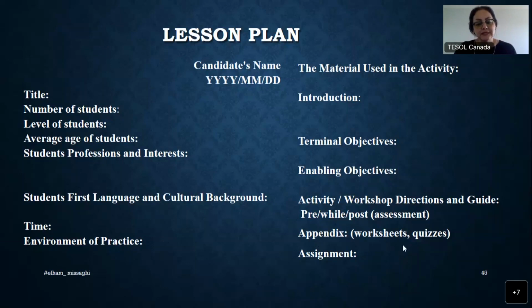In appendix, you need to attach worksheets, quizzes, audios, a link of the video, posters, pictures, everything. You put it in appendix. An assignment, homework. So what are students going to do to practice at home for next session?